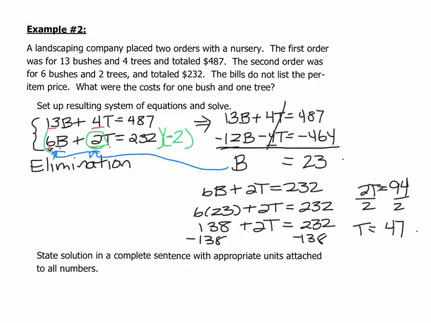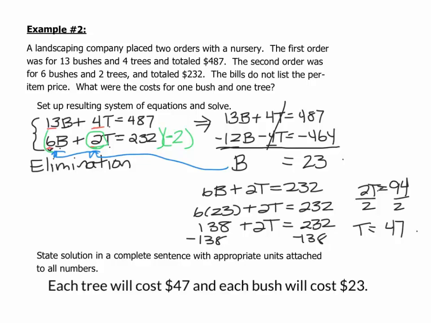All I have to do is write my answer in sentence form. And we get each tree will cost $47 and each bush will cost $23. And again, the units here are important, and in this situation our units are those dollar signs.